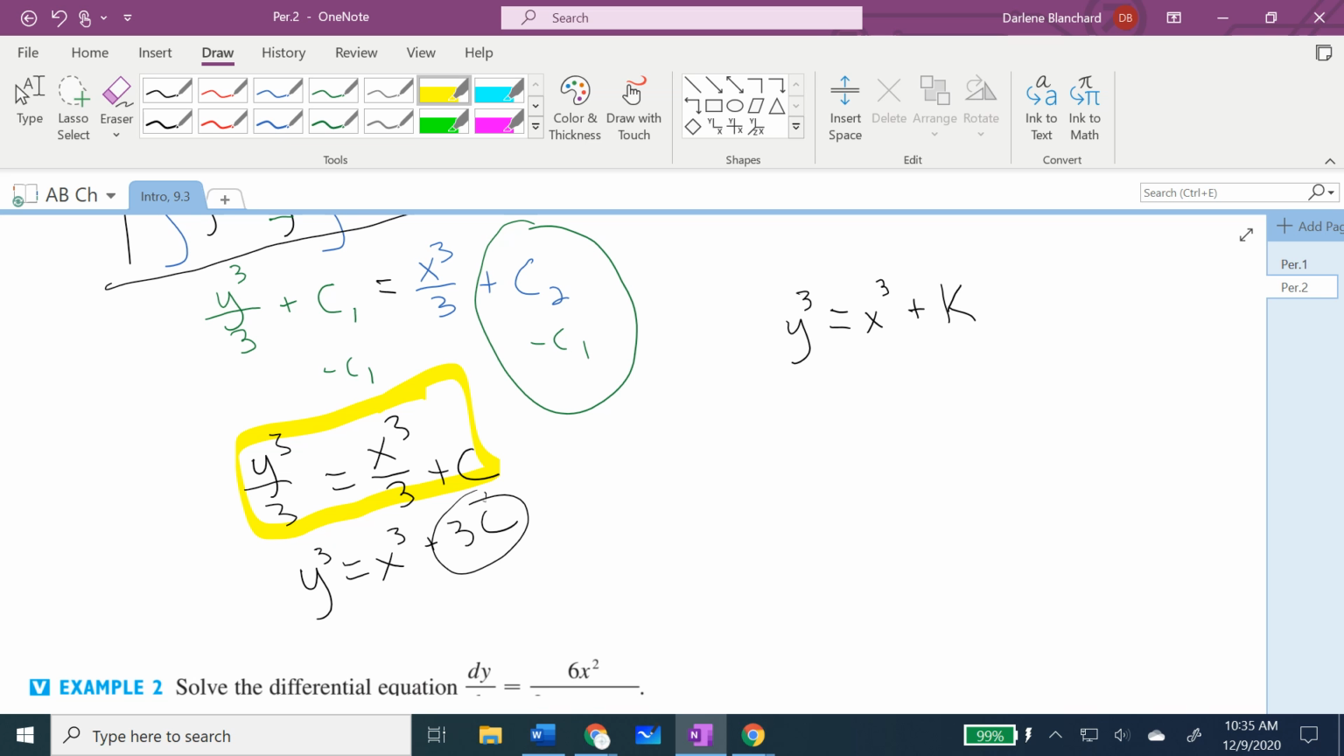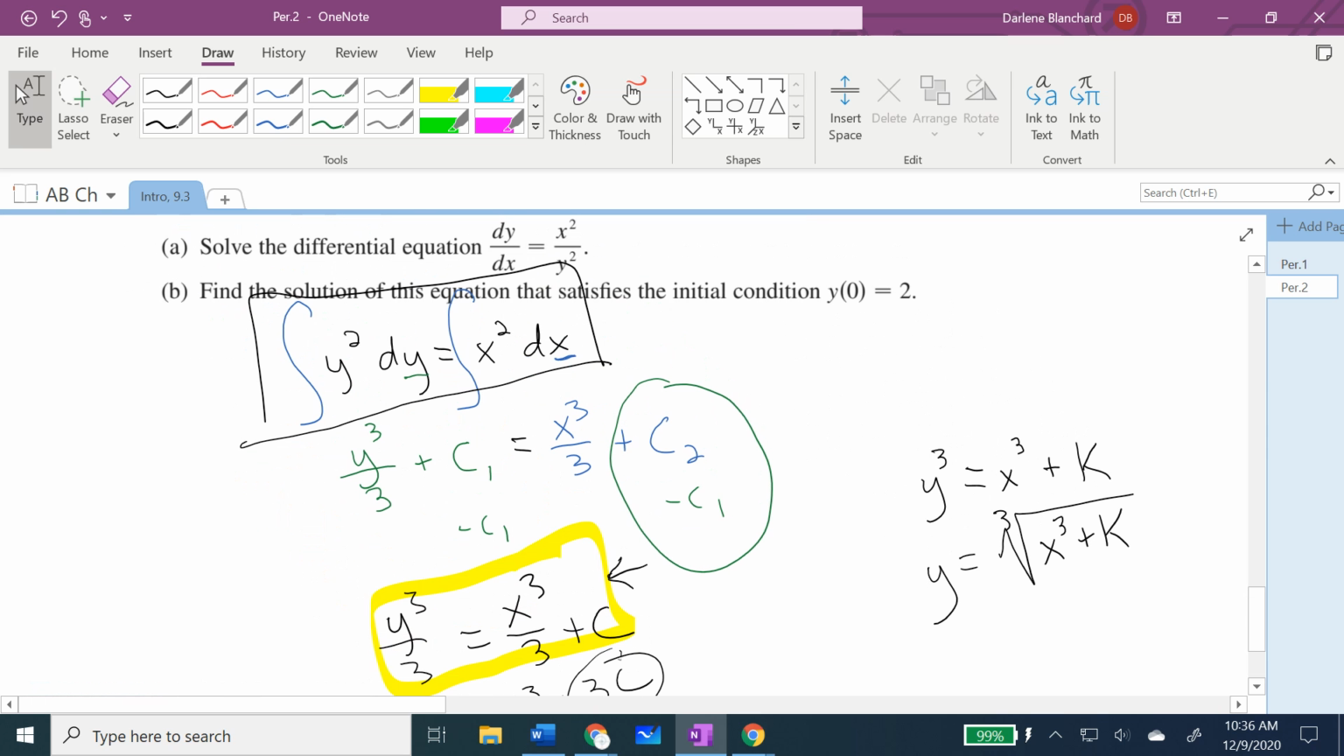Now, this is officially solved. You will find that if you are able to isolate y, your textbook will isolate y. So that means that I'm getting the cube root of x cubed plus an unknown constant. So that's part A in just solving the differential equation. Again, this was enough to say I have solved.